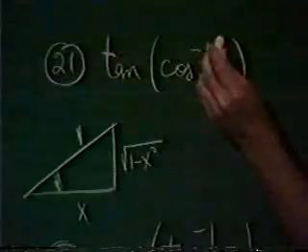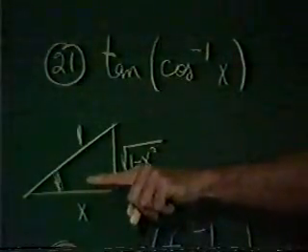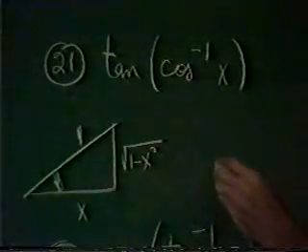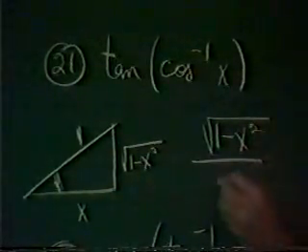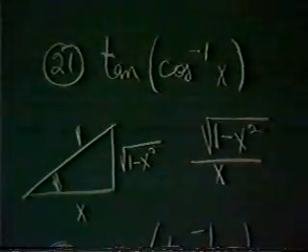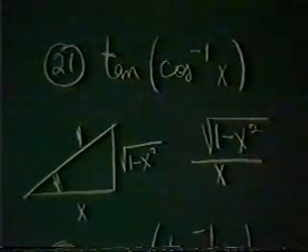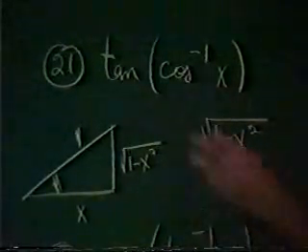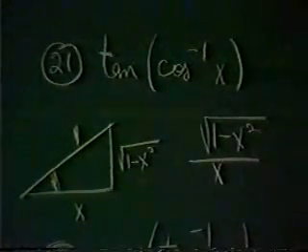Now we ask the question, what's the tangent of that angle? There's the angle. And therefore the answer is the square root of 1 minus x squared over x. The tangent is the side opposite over the side adjacent. These are the kind of problems that you deal with a lot of times in other math courses where you use this. So let's take another example.